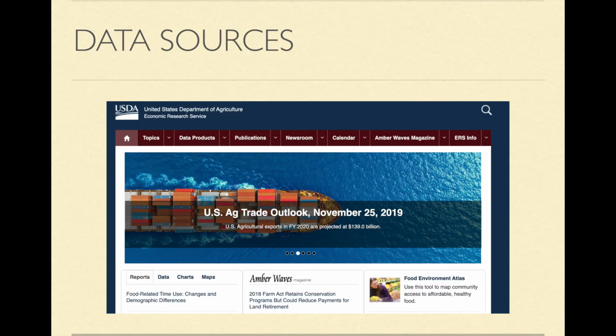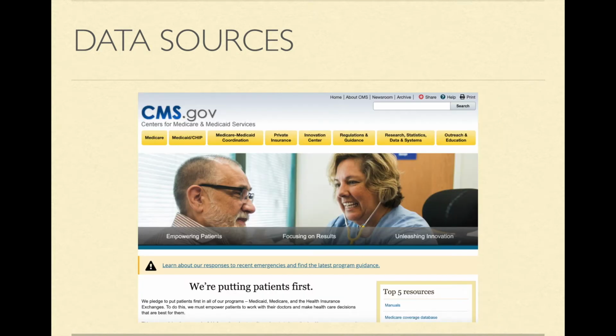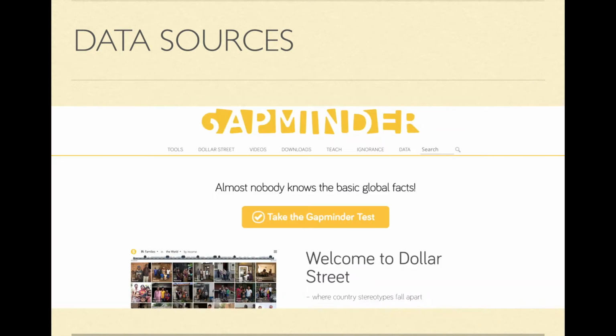Availability data is provided by the USDA, and additional data sources include the CDC, the U.S. Bureau of Labor Statistics, the Centers for Medicare and Medicaid Services, and the Gapminder Foundation.